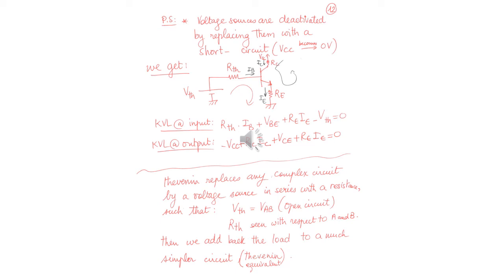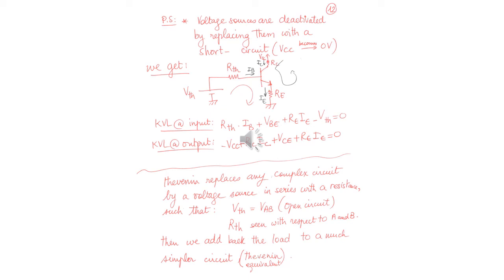Now that we found the Thevenin equivalent, we put back our load, the transistor, RE and RC and VCC. You can easily write a KVL at the input loop, and a KVL at the output loop. It's a normal exercise. R Thevenin IB plus VBE plus REIE minus V Thevenin equals 0. KVL at output: RCIC plus VCE plus REIE minus VCC is equal to 0.